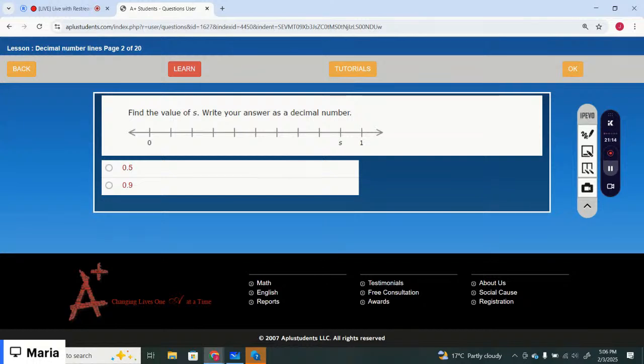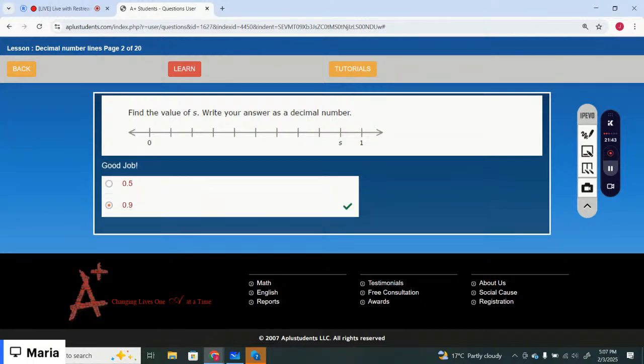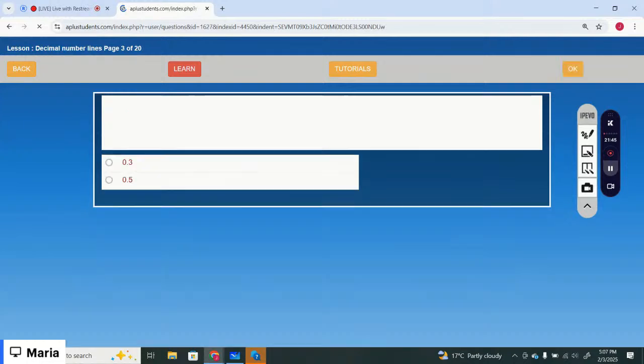Find the value of s. Write your answer as a decimal. So which is the correct option? That is 0.9. Option number 2 is the correct option. That is not 6, that is 0.6.